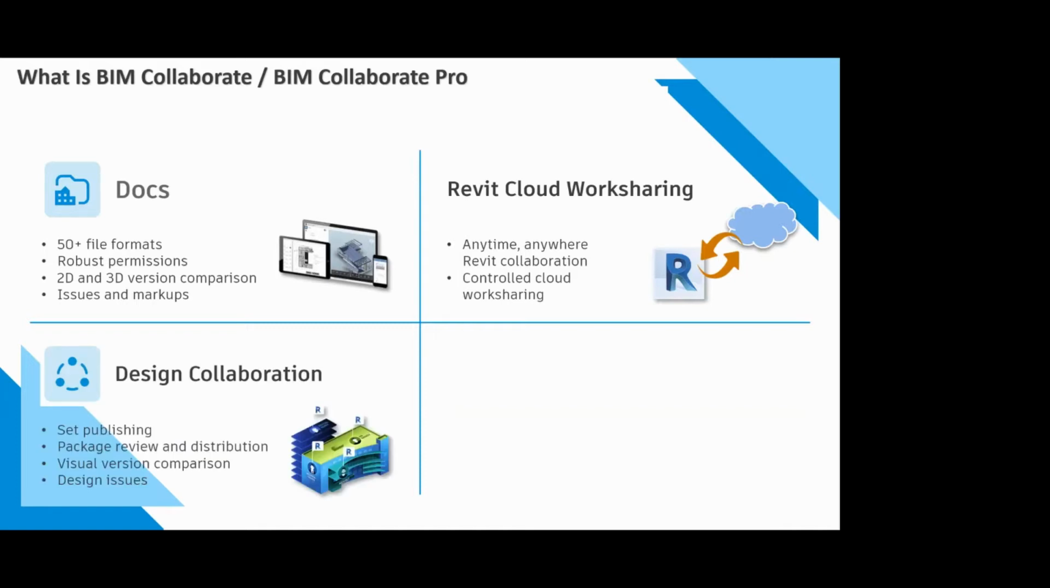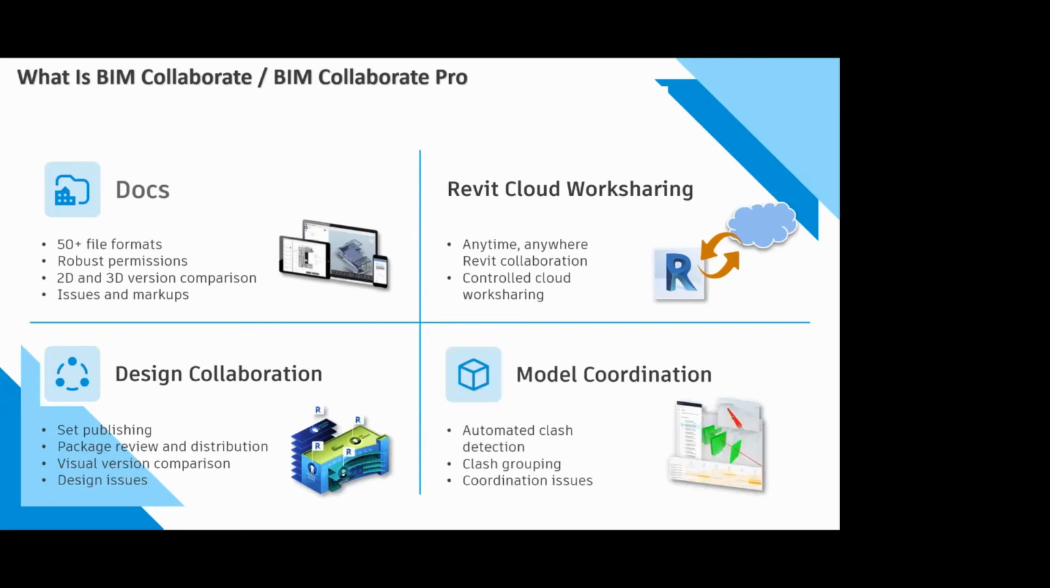This is a module now that sticks with the Collaborate Pro version. And the idea is I can see the milestones as well as the teams who are feeding into this federated model. And now a new feature that comes with the BIM Collaborate is the idea to do the model coordination. So automatic clash detections, clash grouping, as well as coordination issues that we can leverage from one platform where we are collaborating and where our document management process is happening.